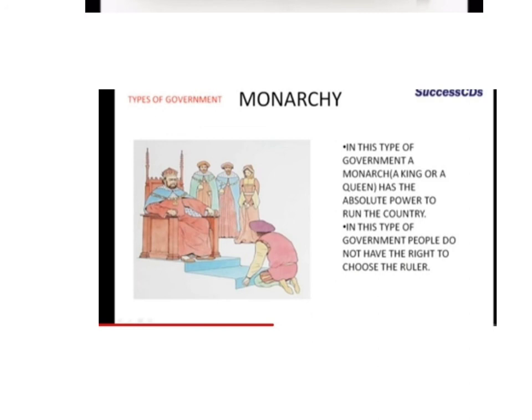This was about the introduction of what is government, its functions, and in the next lecture we will see the other types of government.